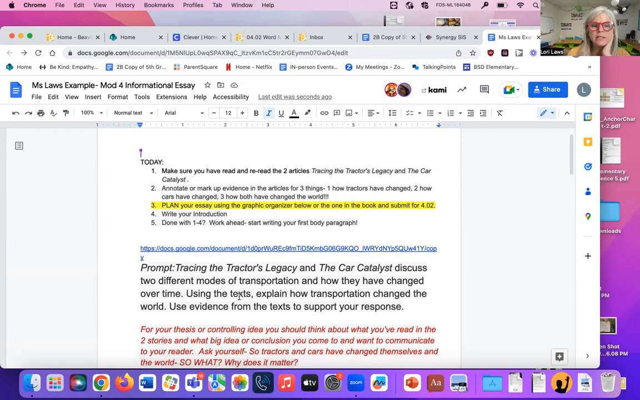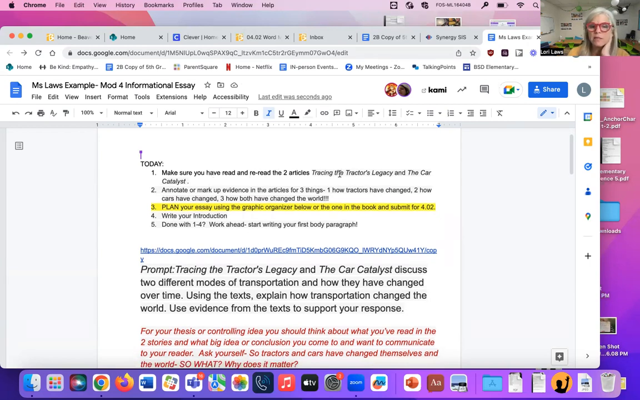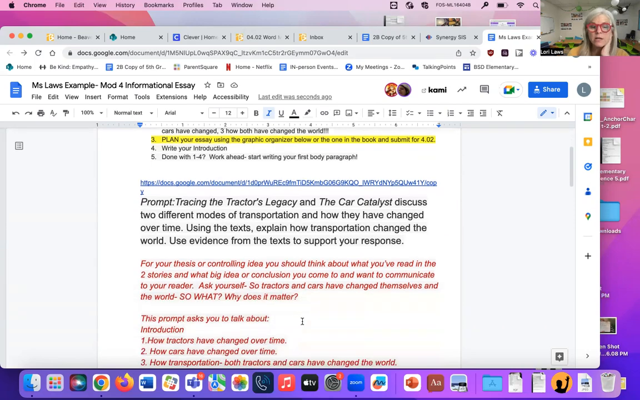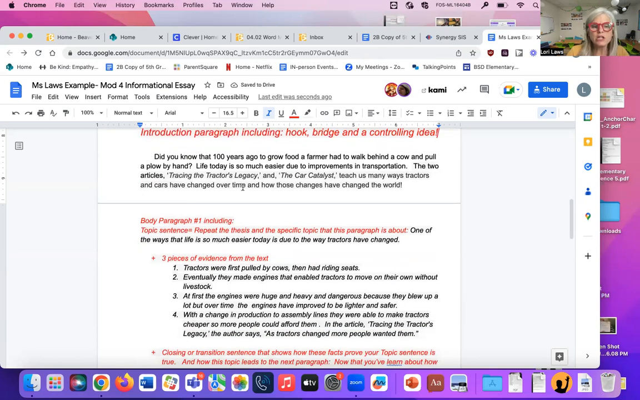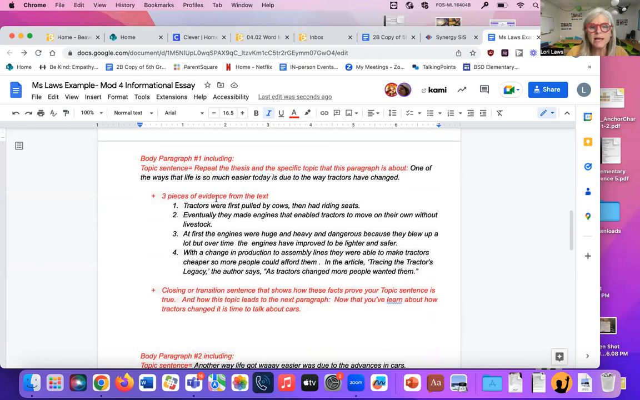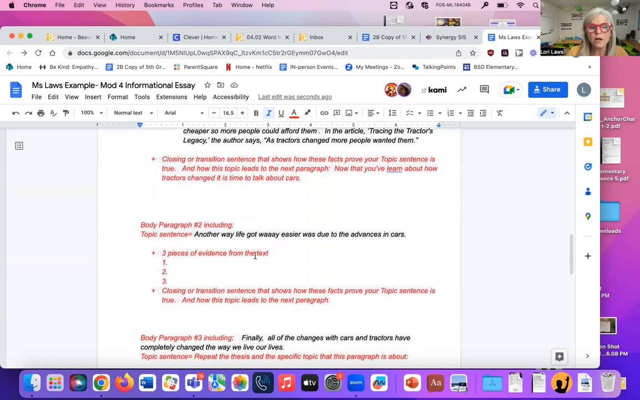Anyway, that's all you have to do today, remember, is to go back, read and reread the 2 articles, mark them up. If you haven't done those, you need to do that now, like yesterday. Then you need to send me your plan, and your plan should have all of those things that we just talked about: a hook, a bridge, and a controlling idea, right? And then you can change it into a paragraph and just leave it like that. And then you need to have your topic sentences and some evidence from the story on all 3 body paragraphs.